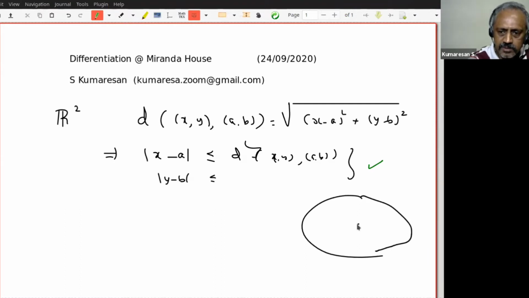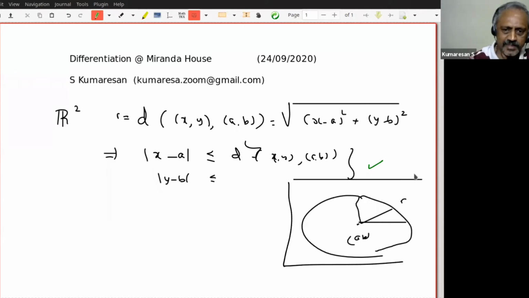This is my (a, b), and I'm saying the distance between (x, y) and (a, b) is equal to r. Then how much can you go in this direction, or in the y direction? Only r units. How many of you follow this? Because many people don't want to look at geometry. They want to manipulate only symbols.